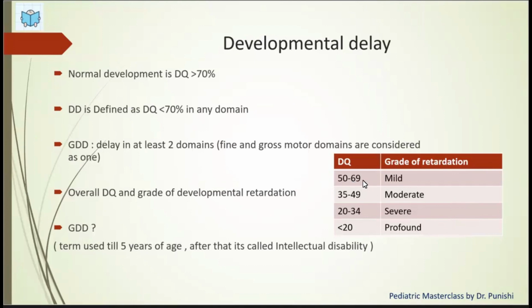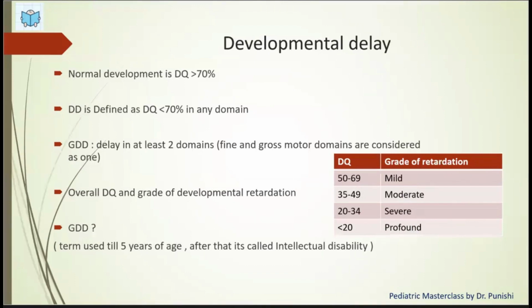So above 70, like we saw, is normal. So 50 to 70 is mild, 35 to 50 is moderate, 20 to 35 is severe, and less than 20 is profound. So when you calculate an average developmental quotient at the end of the four DQs, you will say that the child has an overall DQ of this and falls into the category of, say, for example, moderate retardation.